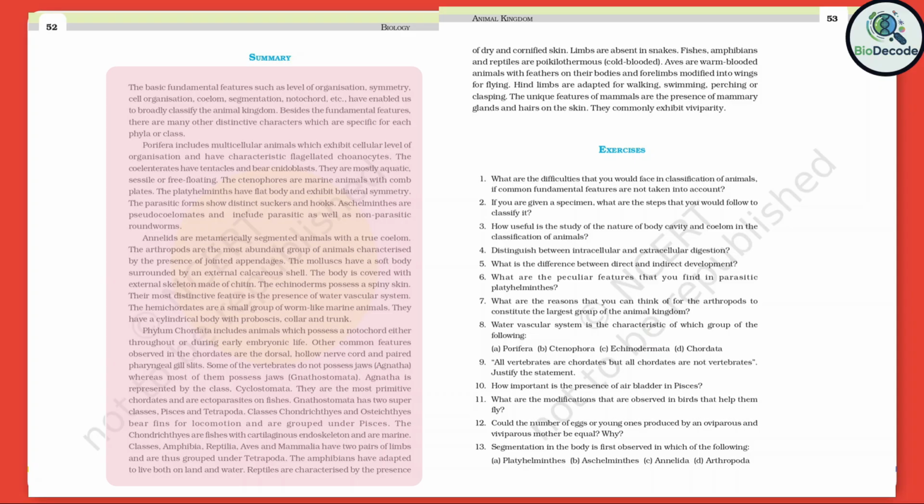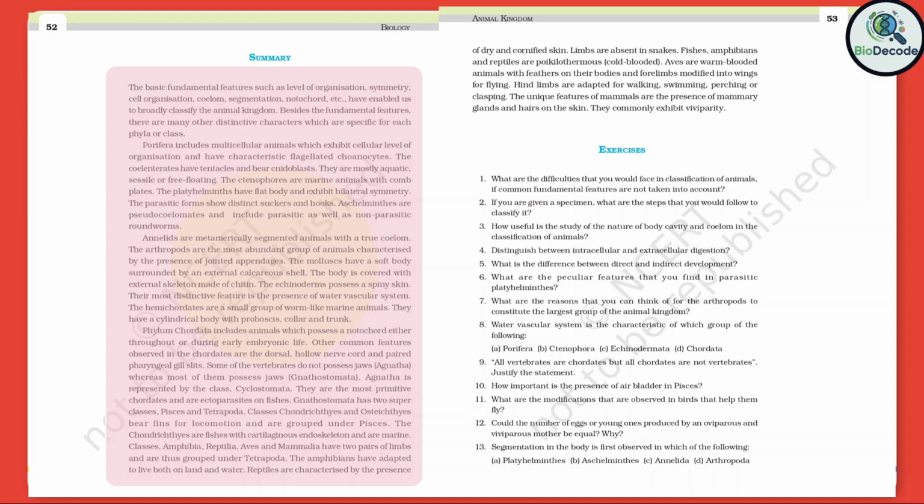The platyhelminthes have a flat body and exhibit bilateral symmetry. Parasitic forms show distinct suckers and hooks. Aschelminthes are pseudocoelomates and include parasitic as well as non-parasitic roundworms. Annelids are metamerically segmented animals with a true coelom. The arthropods are the most abundant group of animals, characterized by the presence of jointed appendages.